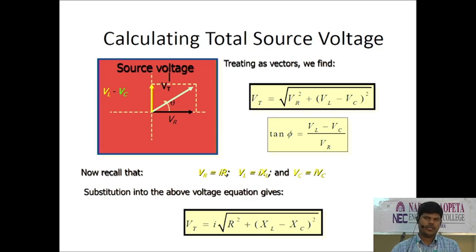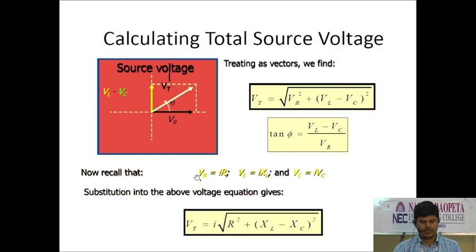So how to calculate total source voltage? If you have variables of different units, how can you calculate? Total voltage is nothing but the square root of VR squared plus (VL minus VC) squared. It can also be VC minus VL. This depends on the values of the inductor and capacitor in the circuit. If the capacitor is dominating, we take VC minus VL. If the inductor is dominating, VL minus VC. That depends on the values of inductor and capacitor.